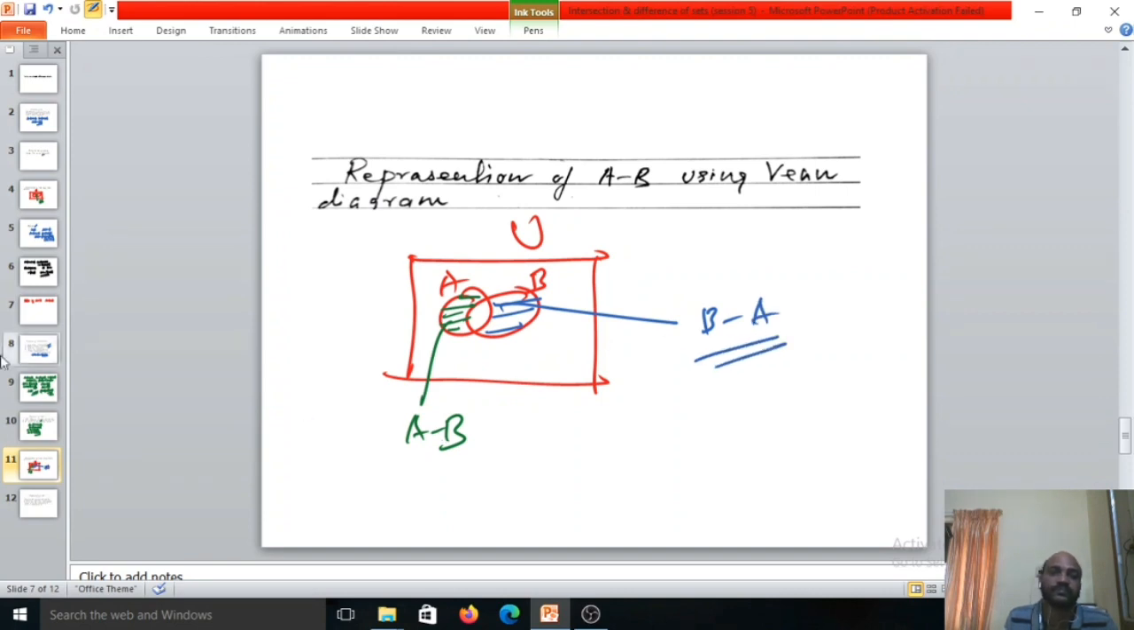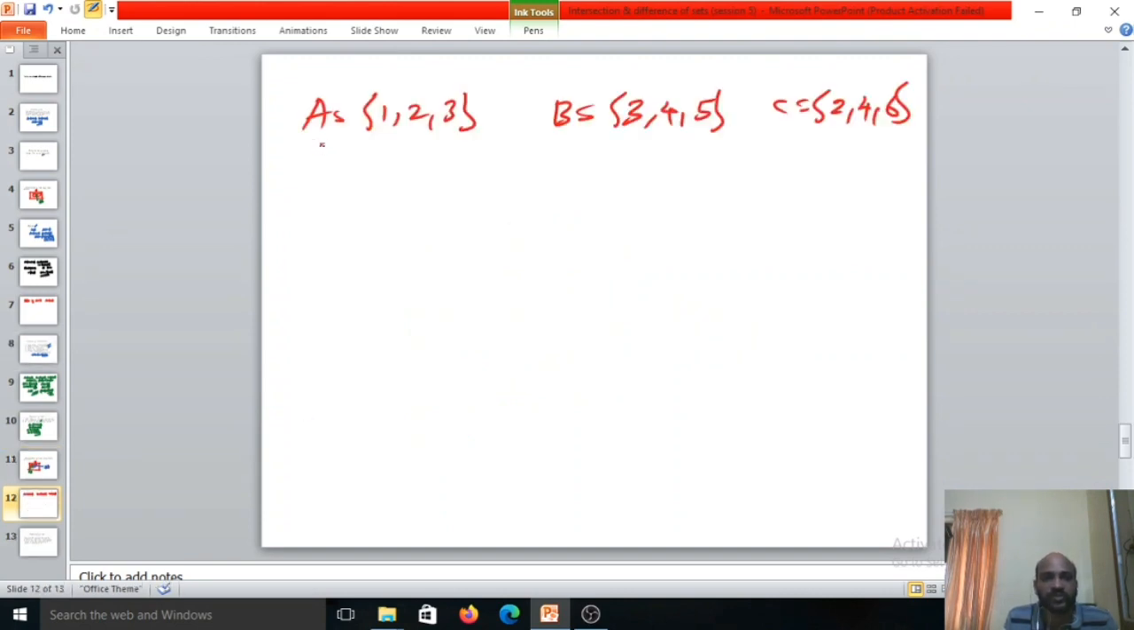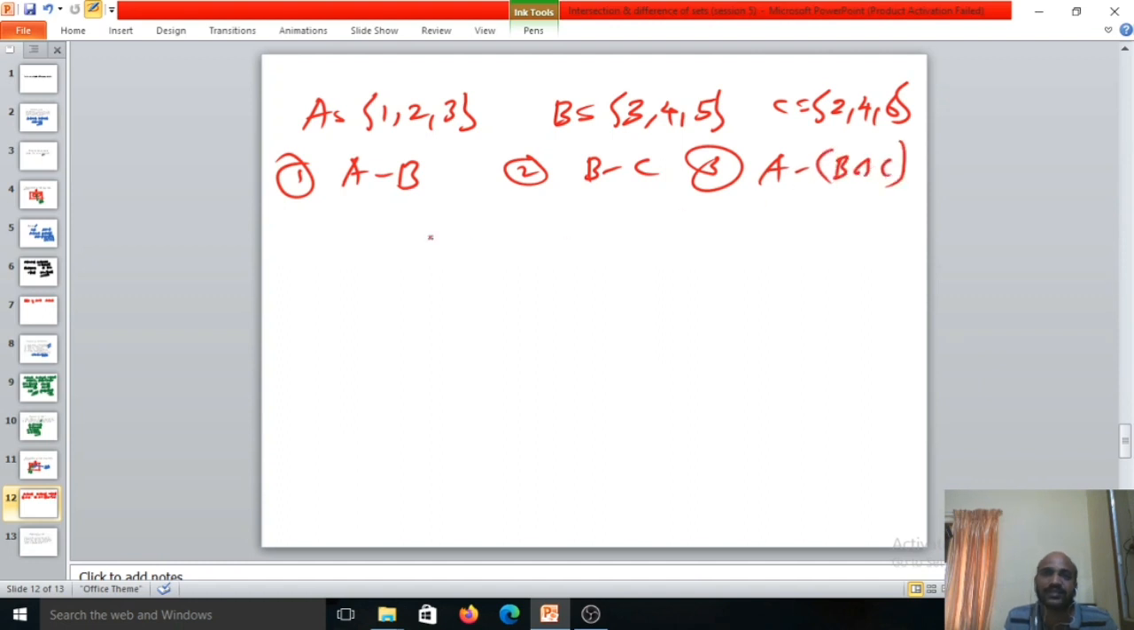Okay. So we can do one question. Suppose A equal to the set 1, 2, 3, B equal to 3, 4, 5, C equal to 2, 4, 6. The first question is find A minus B. Second, find B minus C. And third, find A minus B intersection C. First we can find A minus B. A minus B means all elements in A not in B. So elements in A not in B are 1, 2. So A minus B equal to the set 1, 2.